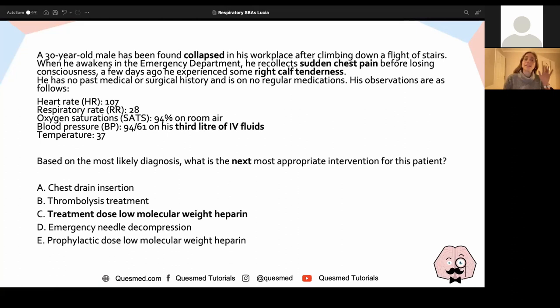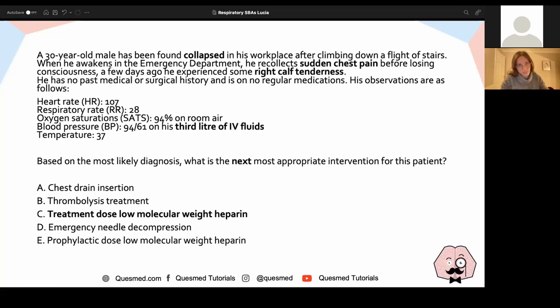However, thrombolysis needs to be very carefully considered. Even in young men, even in young women with a PE, it's not a decision you'll be taking lightly. But treatment dose low molecular weight heparin is safe for everyone. If you're really thinking this is a PE, just give it. Compared to the side effects of thrombolysis, it has much less, can be life-saving, and this will be your next most appropriate intervention. Then you can consider thrombolysis at a later stage.